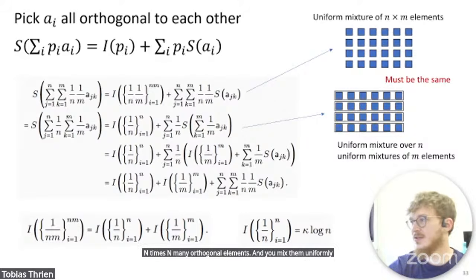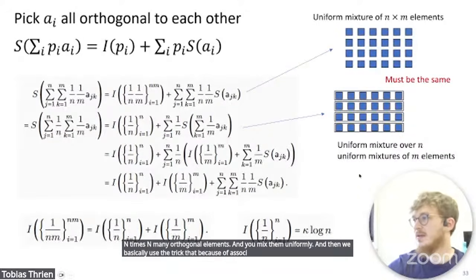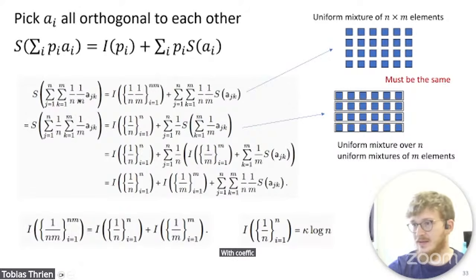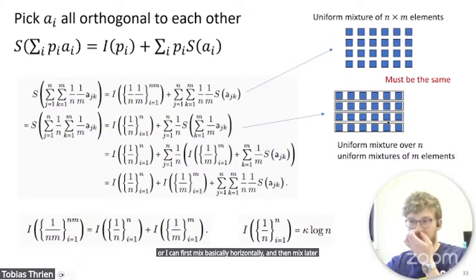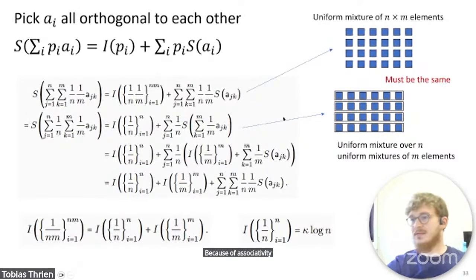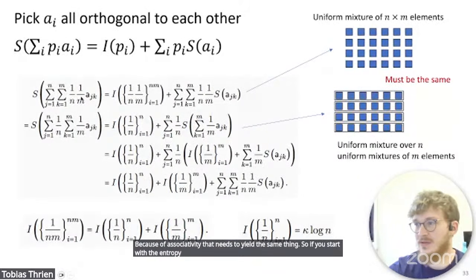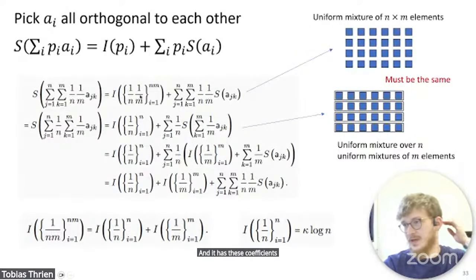We basically use the trick that because of associativity, I can first mix them all with coefficients 1 over n times 1 over m, or I can first mix horizontally and then mix later vertically. Because of associativity, it needs to yield the same thing. So if you start with the entropy of this full mixture, since they're all orthogonal, you get this universal bound, and it has these coefficients 1 over n, 1 over m.